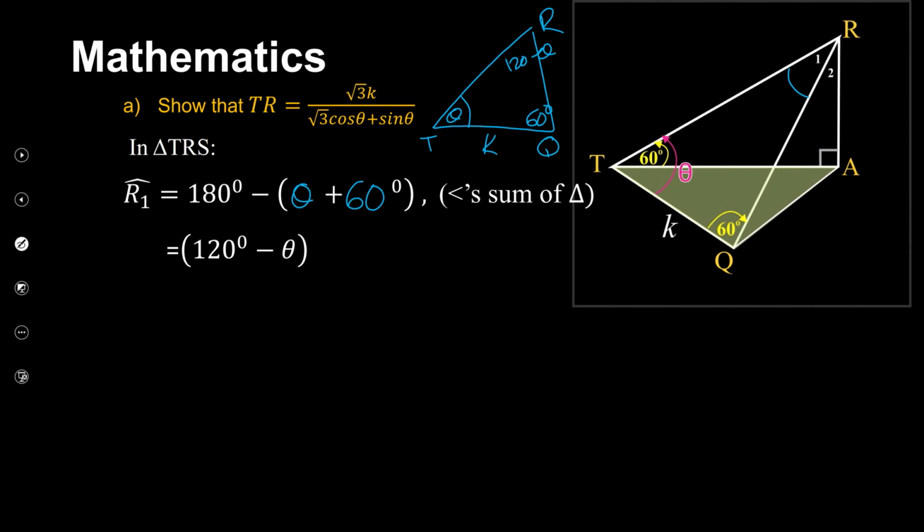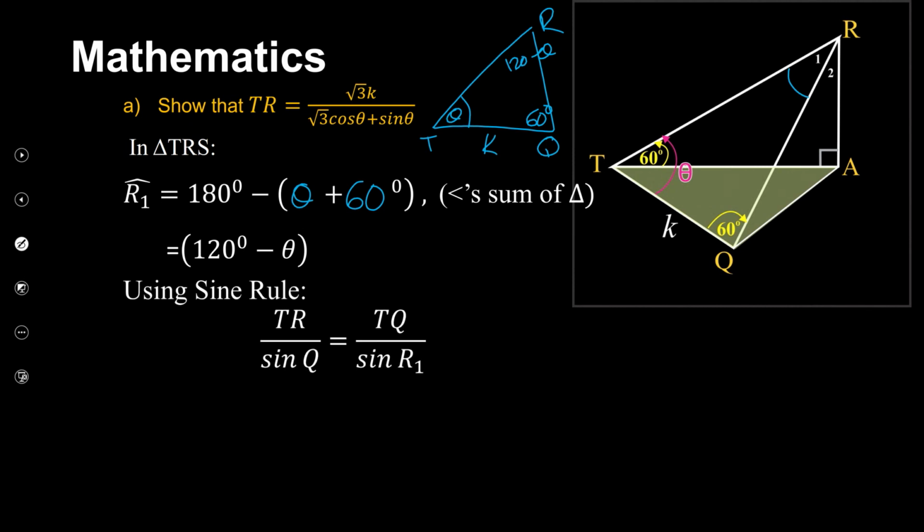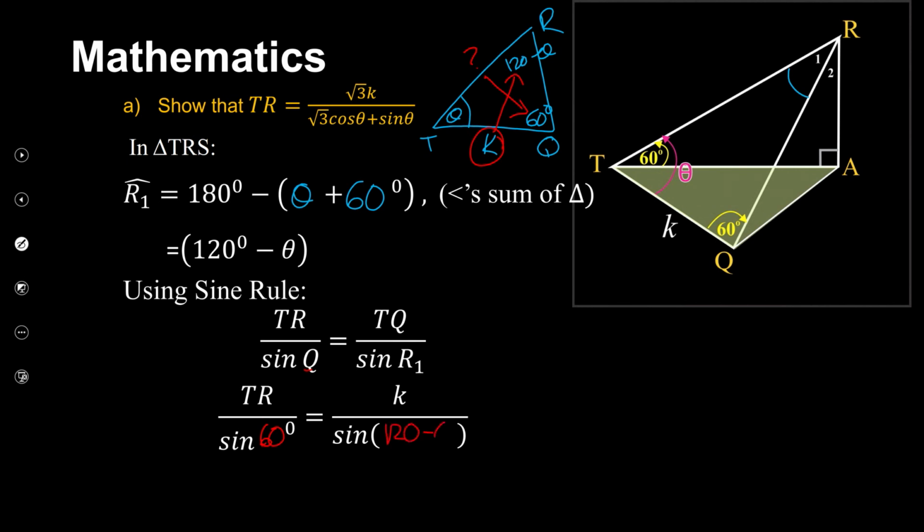Now we're going to apply our sine rule to that triangle. And how are we going to use it? Let's remind ourselves. Because we're looking for TR, we're going to say TR over the sine of the angle across from it, sine of Q, will equal TQ over sine of R1. Now we're just going to put in our values. We get TR, and the angle across from TR is 60 degrees, then TQ is K, and we already worked out R1 to be 120 minus theta.